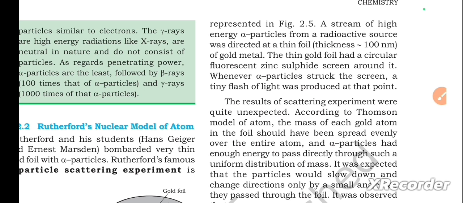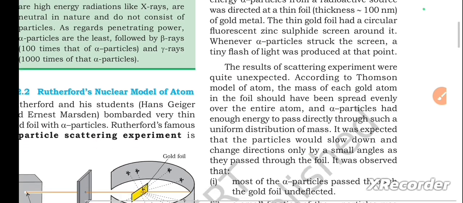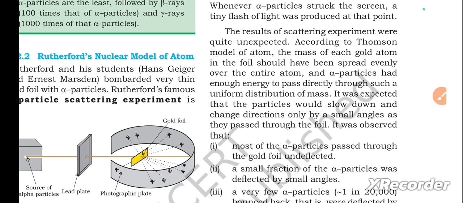The thin gold foil has a circular fluorescent zinc sulfide screen around it. Whenever alpha particles struck the screen, a tiny flash of light was produced at that point. The results of the scattering experiment were quite unexpected.